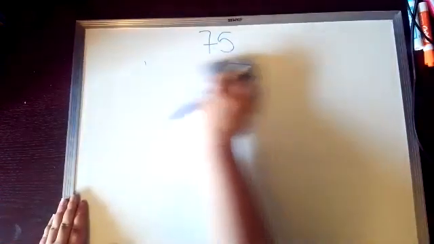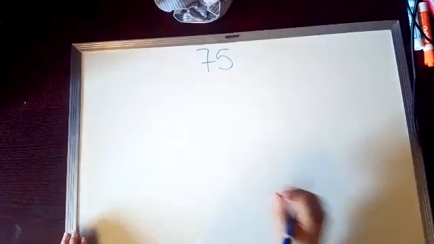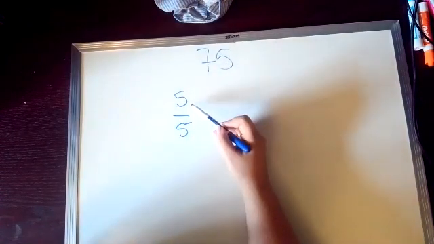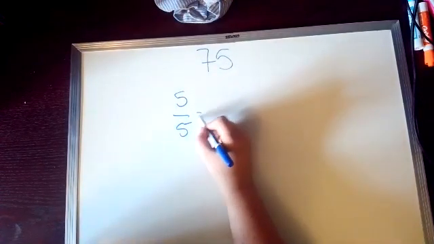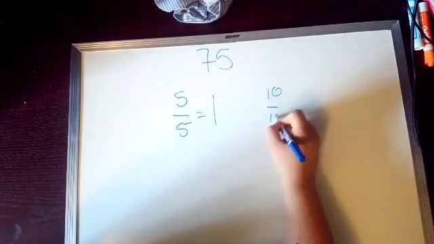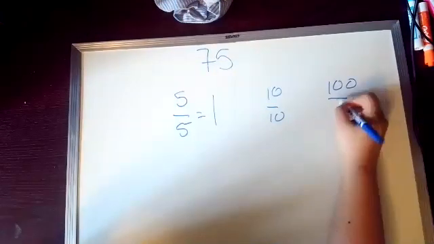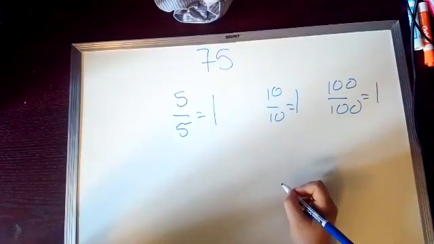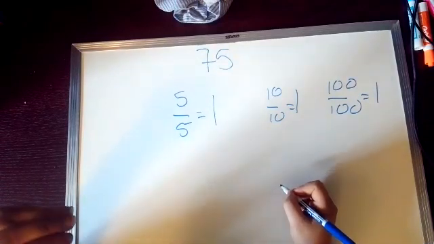So when we're looking at that, let's say we have 5 over 5. Now, in a previous lesson, we learned that when your numerator is the same as your denominator, this makes a whole. So this could be 5 over 5, this could be 10 over 10, this could be 100 over 100. All of them make 1 because their numerator is the same as their denominator.